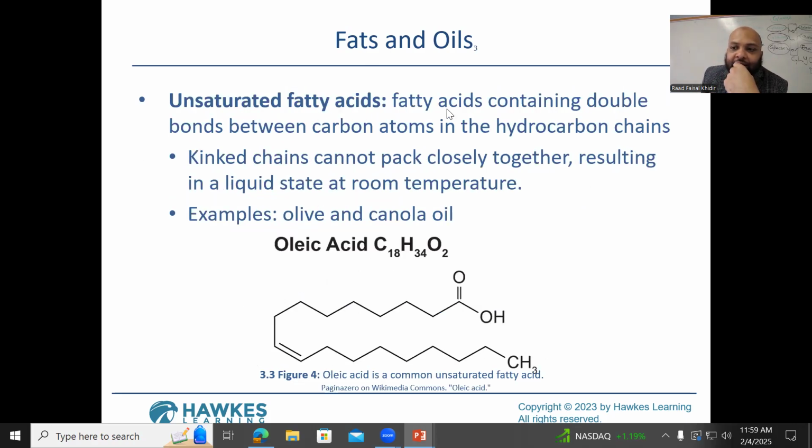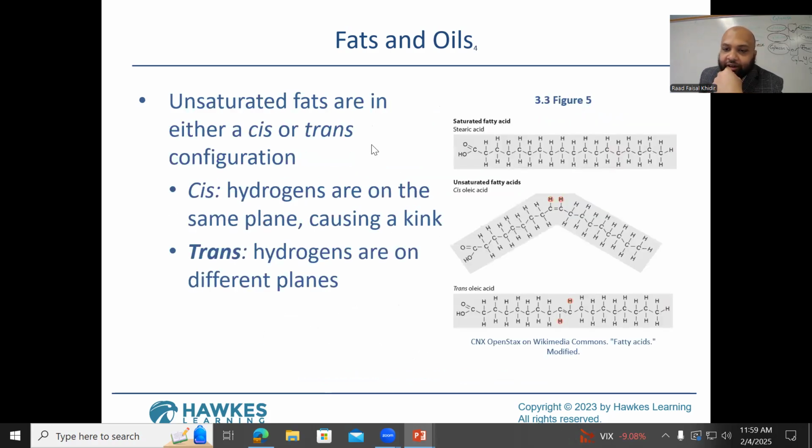Unsaturated fatty acids are fatty acids containing double bonds between carbon atoms in the hydrocarbon chains. They are kinked chains that cannot pack closely together, resulting in a liquid state at room temperature. So examples are olive and canola oil. So these are unsaturated. You see there's a double bond. If there's a double bond, that is an unsaturated fatty acid.